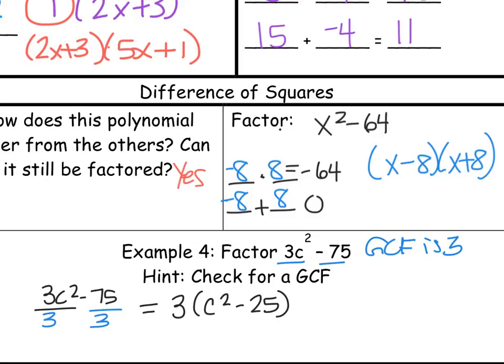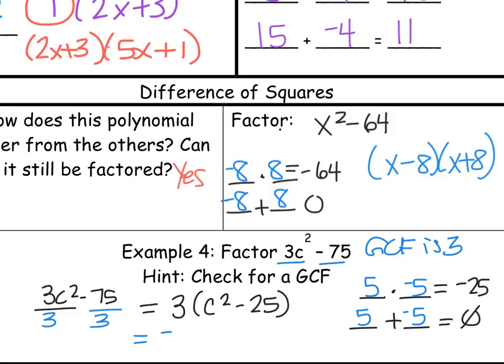What are the factor pairs of negative 25 that add up to 0? And those factor pairs are 5 and negative 5. And if you had it as negative 5 and 5, it would get the same thing. So keep the GCF, and the factors would be c minus 5 and c plus 5.